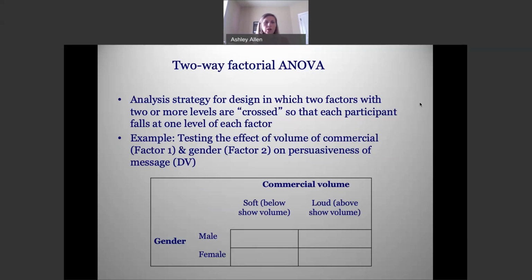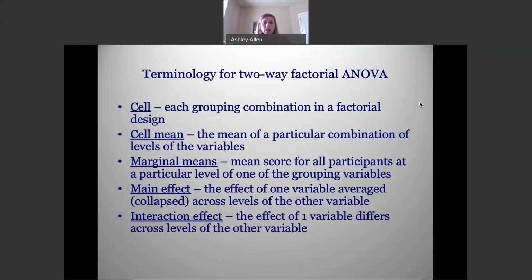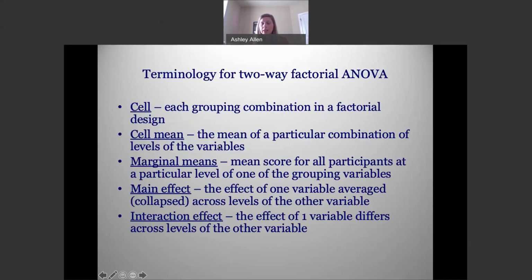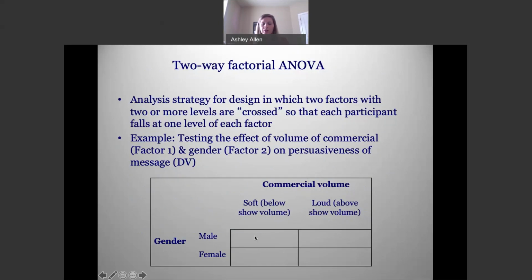Okay, so just some terminology here. A cell is each grouping combination in a factorial design. So if I go back over here, this is a cell right here. Hello, cell. That's a cell. A cell mean is the mean of a particular combination of levels of the variables. Whatever value you found in here would be a cell mean.